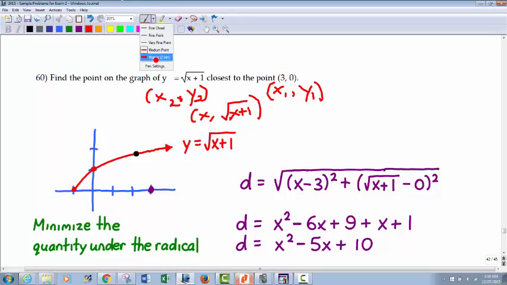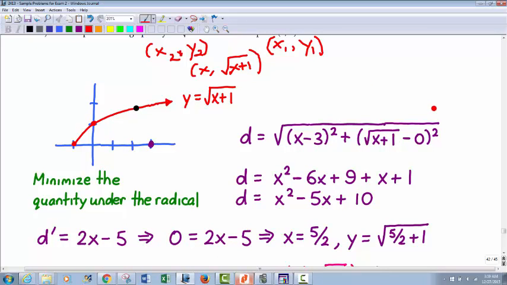So using then x2 minus x1, x minus 3, so I have x minus 3 squared, plus y2, which is now in terms of x, the square root of x plus 1, minus y1, which is 0 squared. Now, you can get rid of the square root here. Obviously, if you're trying to find the exact distance, you need the square root. But if we're just trying to find the value that minimizes that distance, you can pretty much ditch the square root, because if you're minimizing the quantity under the radical, you're also then minimizing the quantity with the radical.